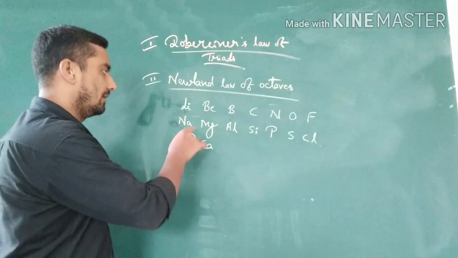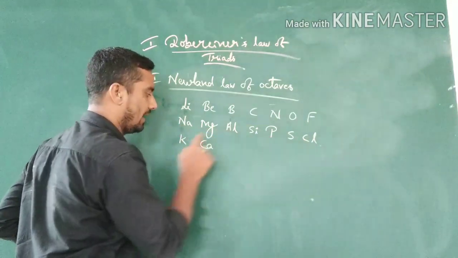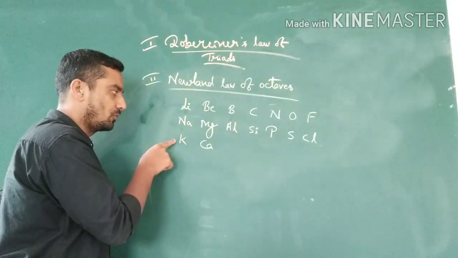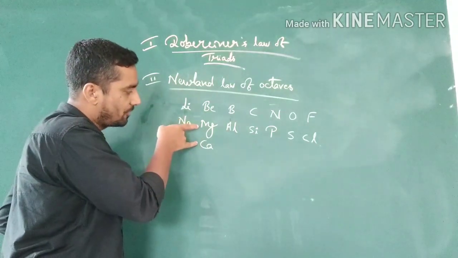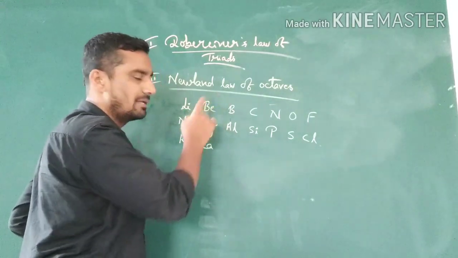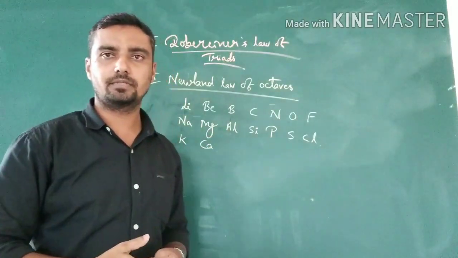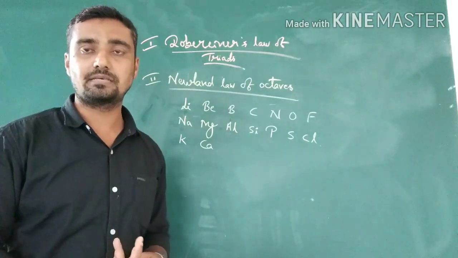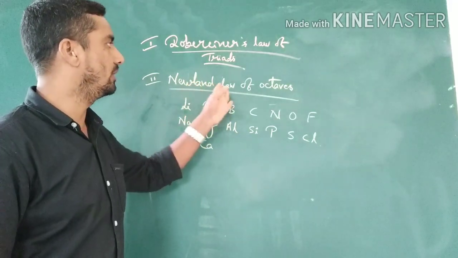If we consider sodium, 1, 2, 3, 4, 5, 6, 7 and 8, the 8th is potassium. The properties of sodium and potassium are similar. The properties of magnesium and calcium are similar. Boron and aluminium exhibit similar properties. The first and the 8th element exhibit similar physical and chemical properties. That is explained by Newland's law of octaves.